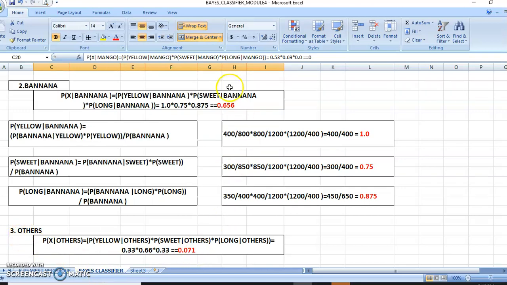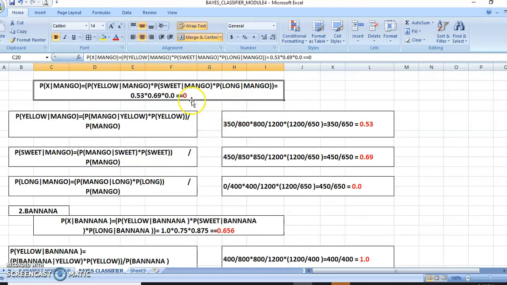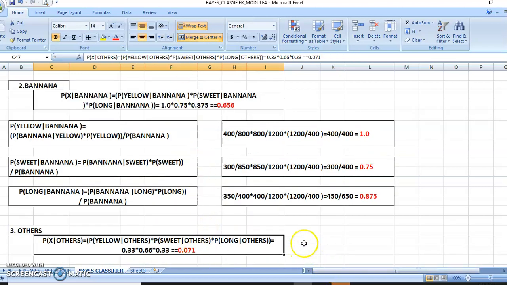Now see through these values. Which do you find is the higher one? The greater value is 0.656. So ultimately we conclude that any respective X fruit is classified as banana, because the value we have found is greater: 0.656, against 0 and 0.071. Fine, got it.